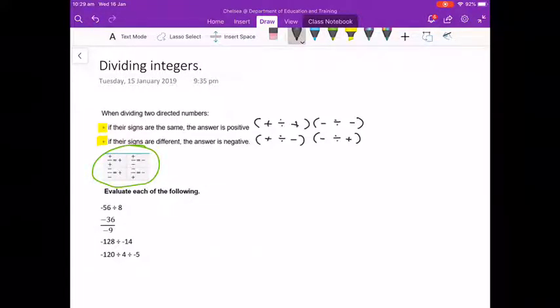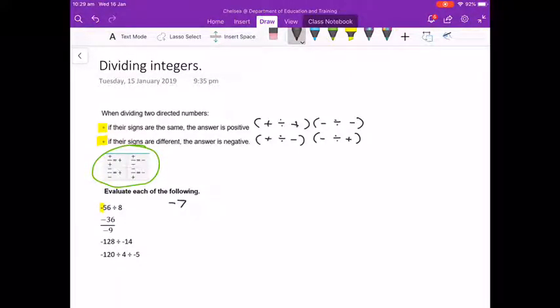56 divided by 8. We know that answer is 7. Let's look at the symbols. We have a negative and a positive. A negative and a positive, two different symbols. The answer is negative.